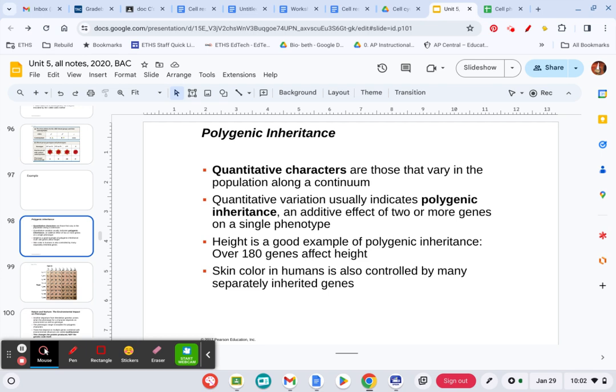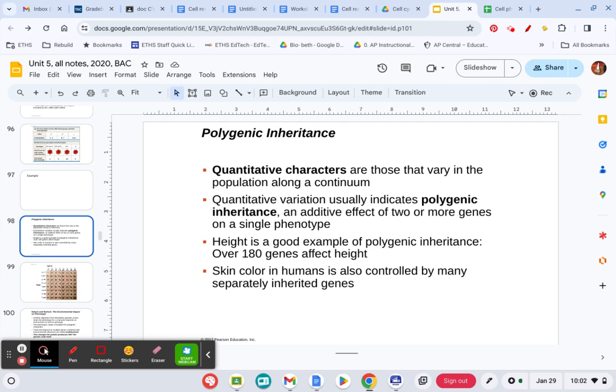Polygenic inheritance. What does poly mean? Multiple. And in genetics, in this case, what we're looking at is traits that are inherited based on more than one gene. And you have quantitative variation, such as height. For example, people are 5'3", people are 5'4", 5'6", all the way up to whatever.